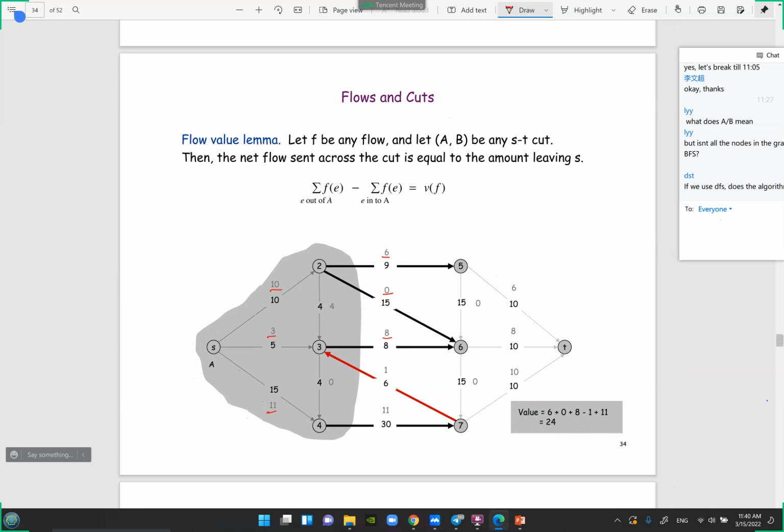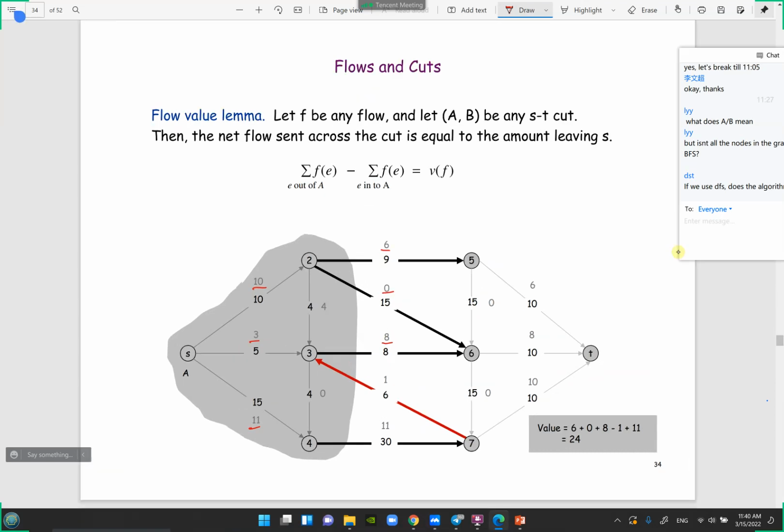But you also have some flow which is going into the cut, because you have some flow in this reverse direction. So you need to subtract the 1, and altogether you get that the amount of flow across this cut is equal to 24, and that is equal to the amount of flow going out from S. And the amount of flow going out from S is defined to be the value of the flow.